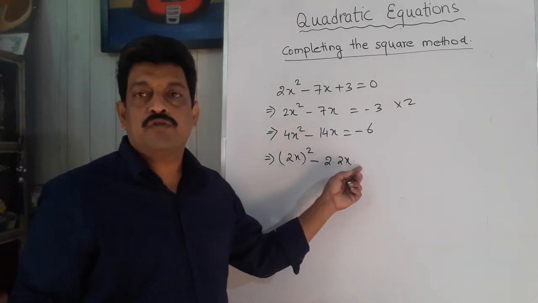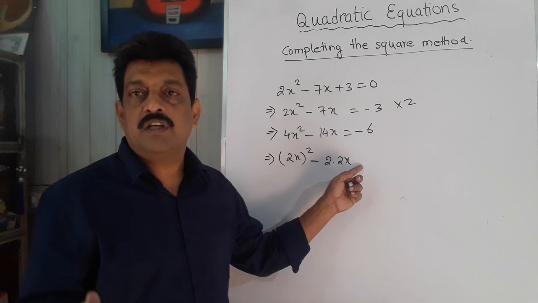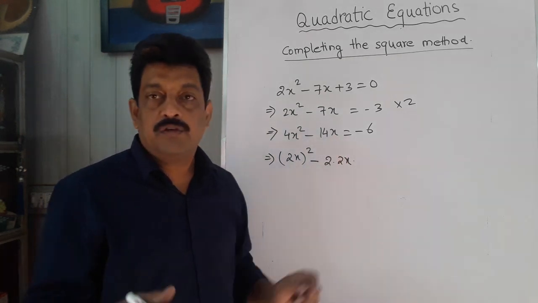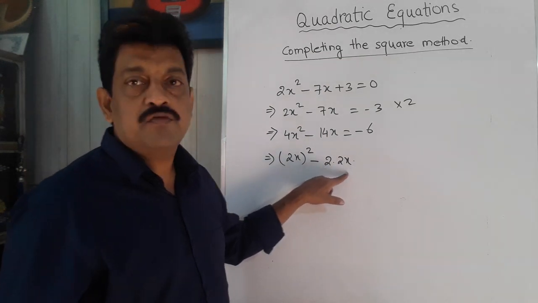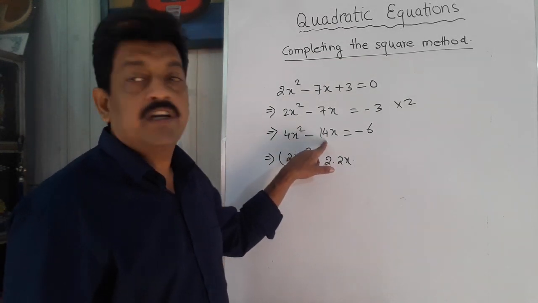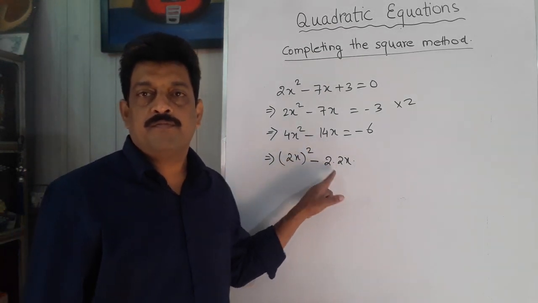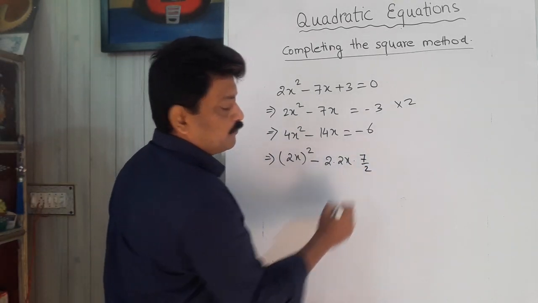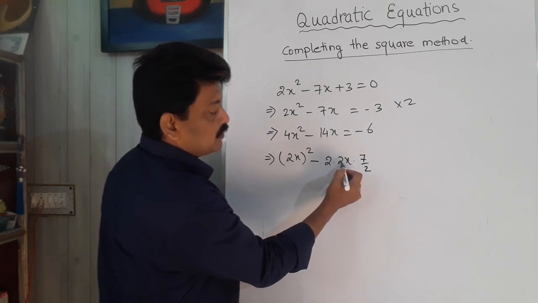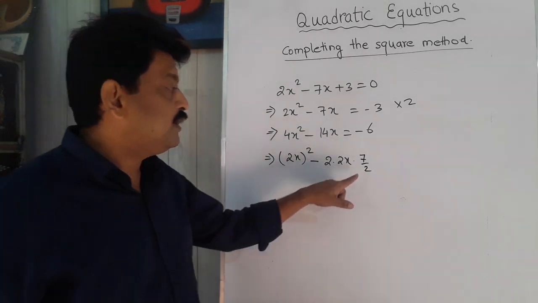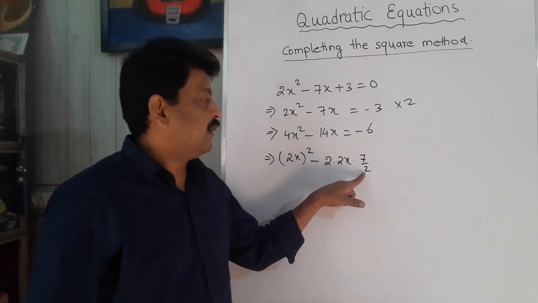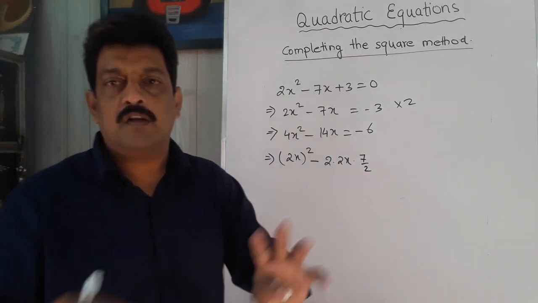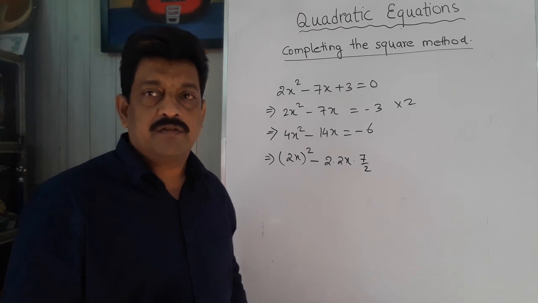4 multiplied with 2 becomes 8, multiplied with 3 becomes 12, multiplied with 4 becomes 16. So if you multiply this with a whole number, you will never get 14x. So we have to multiply with 7 upon 2. 2 cancelled, 7 2s are 14x. That means b is a fraction. So we have to add 7 upon 2 whole square both sides. Again, there is a lot of involvement of fractions.